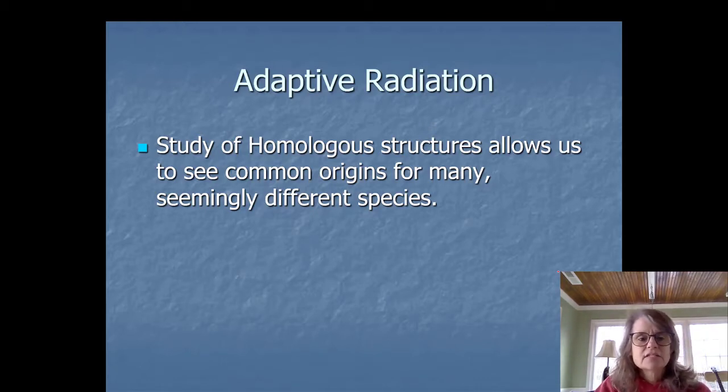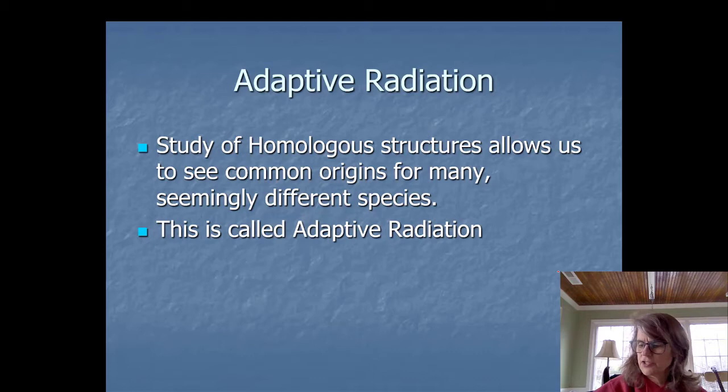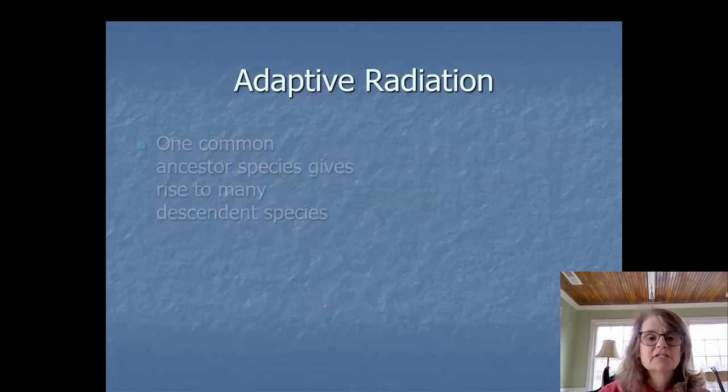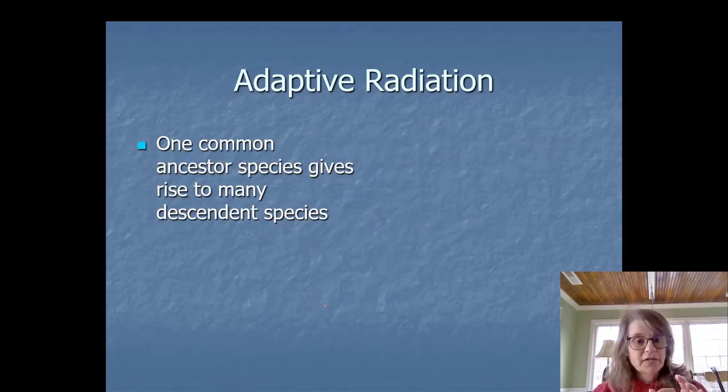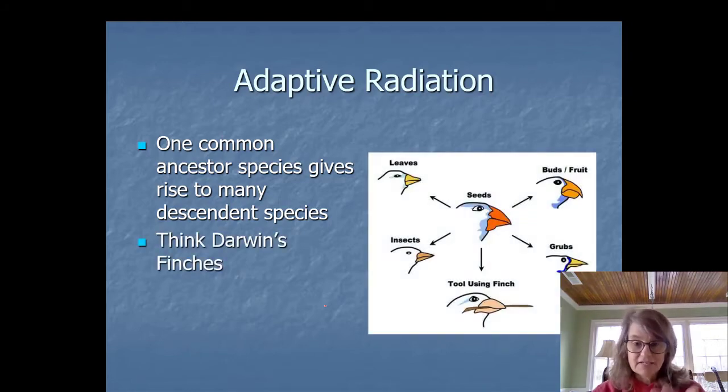It is the study of homologous structures that allows us to see common origins, common ancestry for many seemingly different species. So common origin, like we have one ancestor species, maybe the South American finch that got blown over from the mainland, and it gave rise to a bunch of different finches. It radiated out. So with adaptive radiation, one common ancestor gives rise to many descendant species. So maybe this is our ancestor and we get all these different species from it. It radiates out, okay?